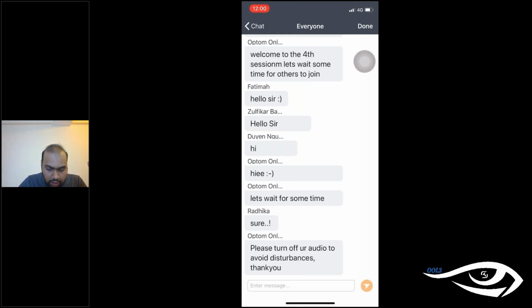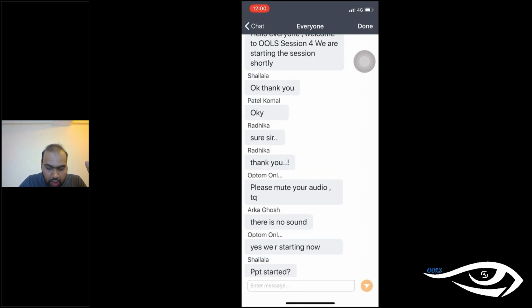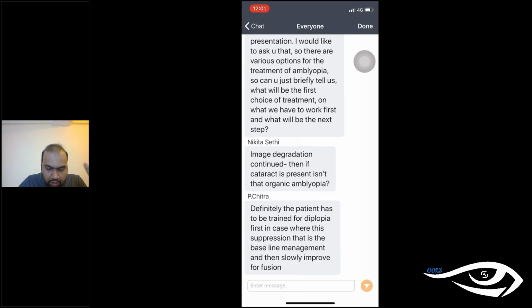The other question is how to explain amblyopia to patients, because as we just understood, it's a neuron problem. So do you have any ideas?